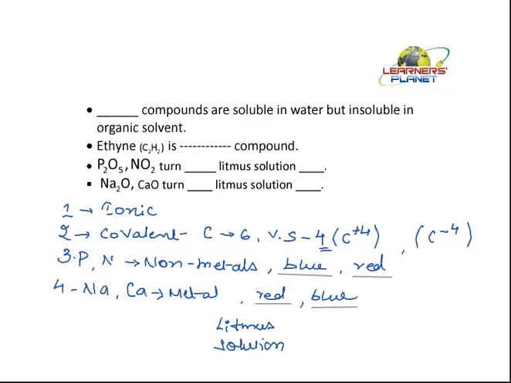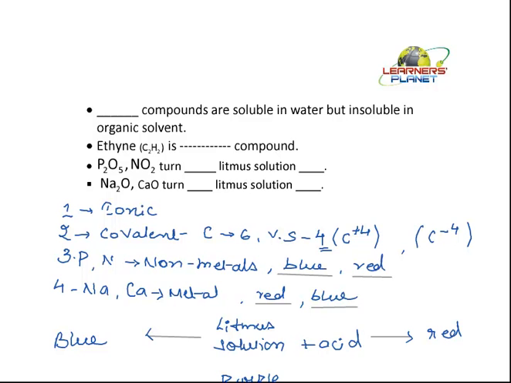Now this litmus solution in the neutral medium has got what color? Purple. Now if I am putting some acid in it, it will become red. So it's not that always you will be provided either red litmus or blue litmus. You may be asked that the color of the litmus solution would be dash in acidic medium and dash in basic medium. So if I am putting some base in it, it will become blue. So you have to remember this.